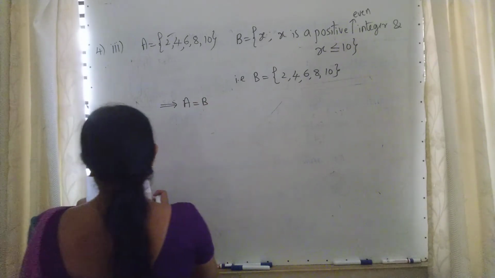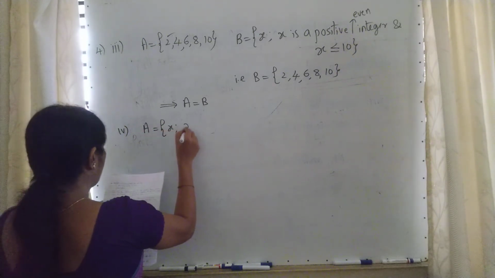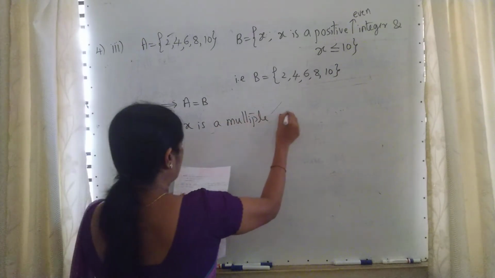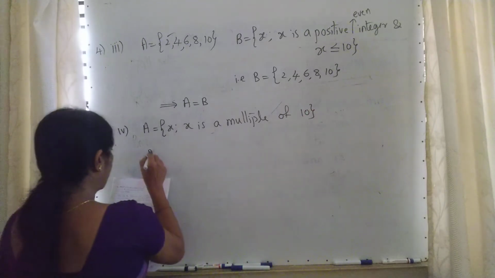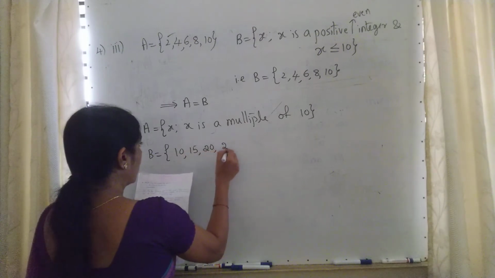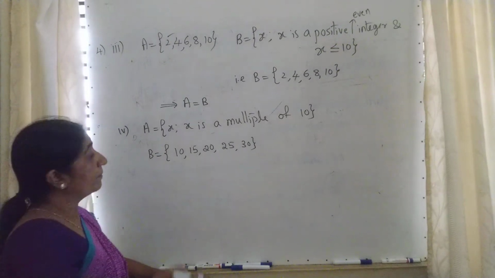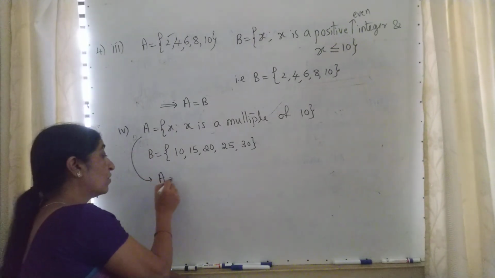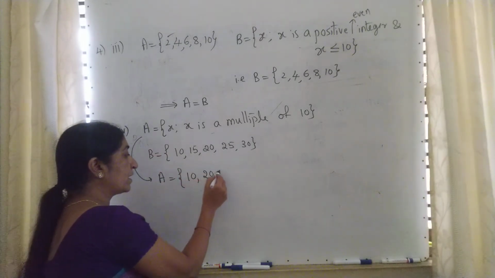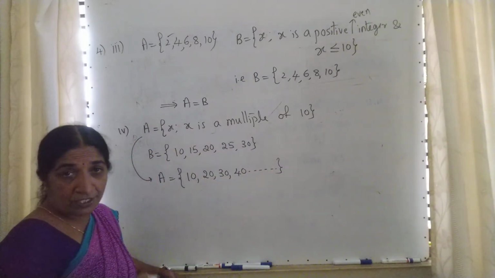Moving to the next question. The set A is given like this: x such that x is a multiple of 10, and B is 10, 15, 20, 25, 30. In set B the elements are given, so it is very easy, but in A the elements are not given. What are the elements? The elements are multiples of 10, meaning 10, 20, 30, 40, and it goes on continuing. Why? Because they have not mentioned the last number.